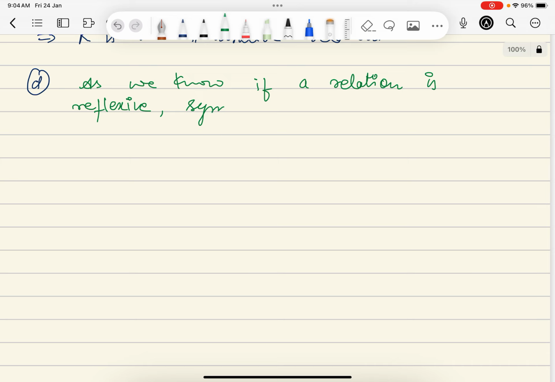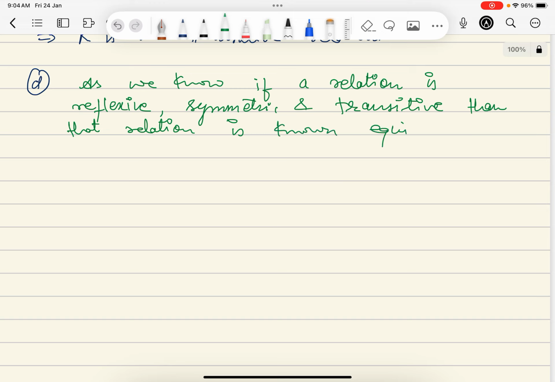As we know, and for the D part, okay, as we know, if a relation is reflexive, symmetric, and transitive, then that relation is known as equivalence relation.